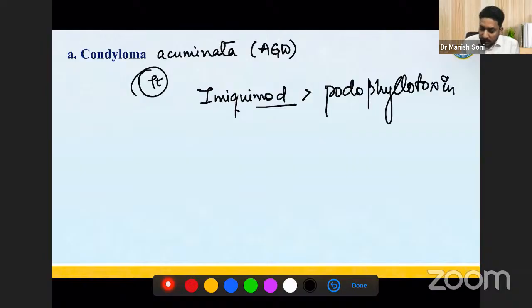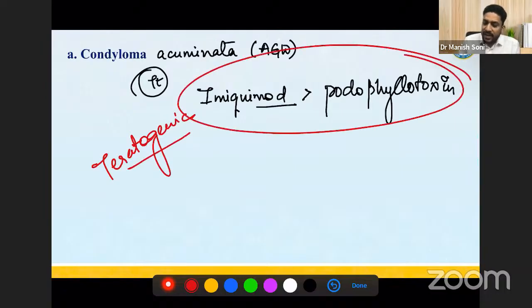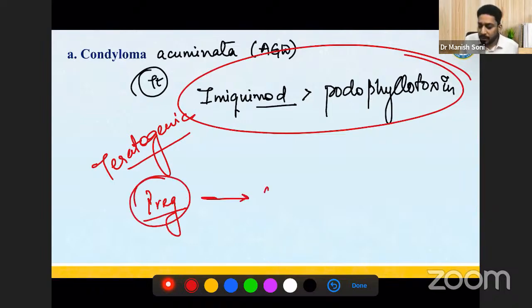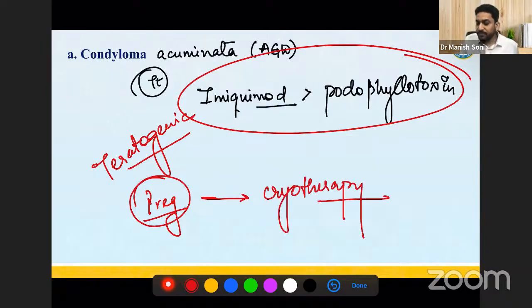But both these are teratogenic. So that's why we never use them in pregnancy. And this was the question which was asked: in a pregnant patient suffering from condyloma acuminata, what will be the treatment? Answer is cryotherapy. So remember, if pregnancy is not mentioned, then choose imiquimod. If pregnancy is mentioned, then choose cryotherapy. That is, we apply liquid nitrogen over the lesions.